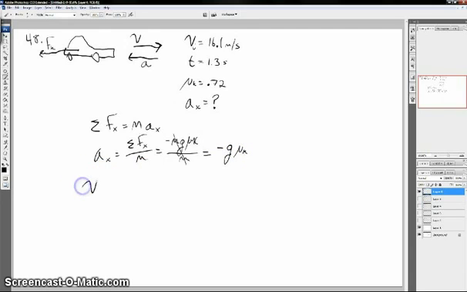We can use the equation that the velocity final is equal to the velocity initial plus the acceleration times time. Plug in what we know about the acceleration, and we'll get the velocity initial plus negative g mu k times time will be equal to the final velocity that we're looking for. If you plug in all the values that they gave you, that should give you the answer you're looking for.